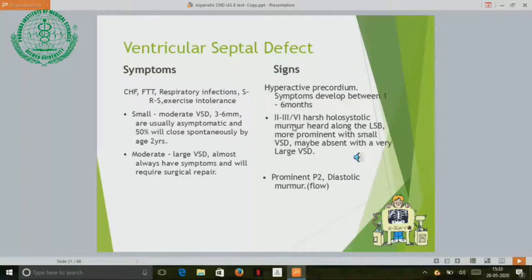There is a characteristic holosystolic or pansystolic murmur, at least grade 3 by 6, which is better heard in the left parasternal area. This murmur may be absent in large VSDs, because in large VSD there is an equalization of pressure between the right ventricle and left ventricle, so hardly any flow, and that won't give any murmur, but the patient will be symptomatic. Then there will be a mid-diastolic murmur at the mitral area. This is a flow murmur, and they tend to develop pulmonary artery hypertension very rapidly, so the pulmonary component of the second heart sound will be loud.